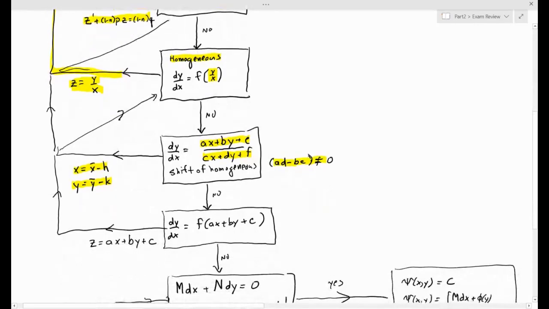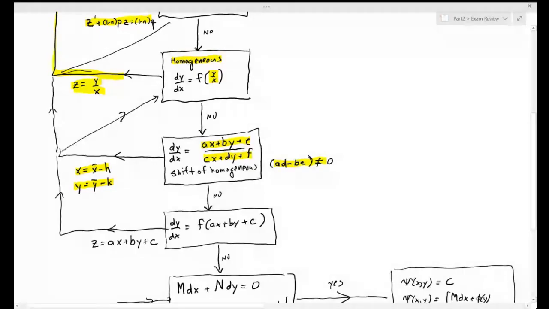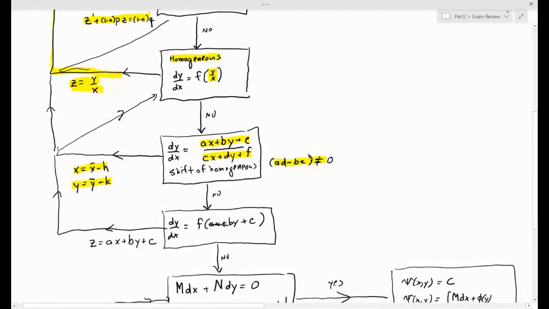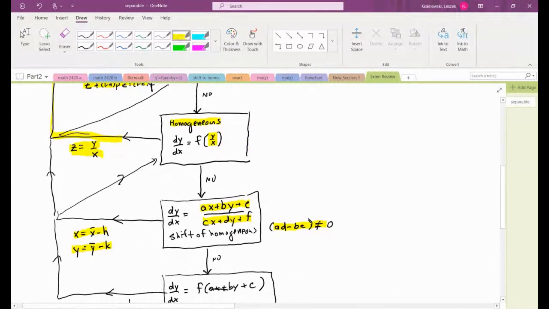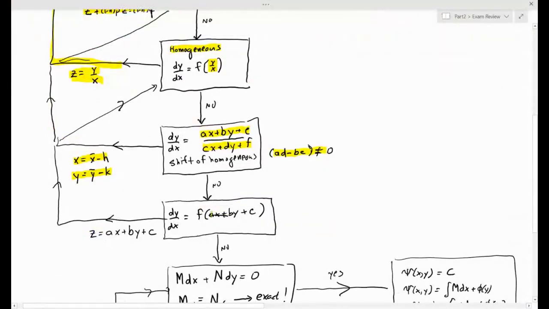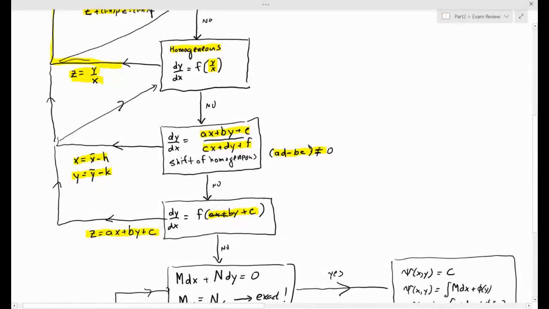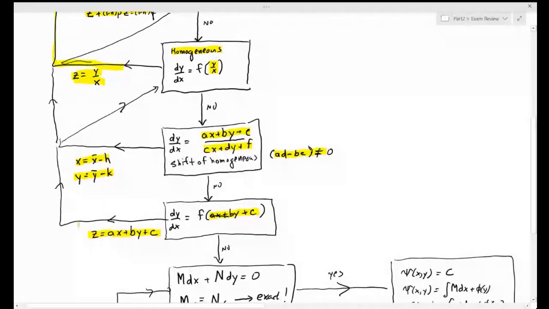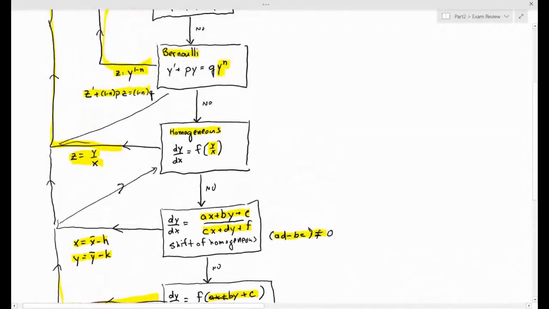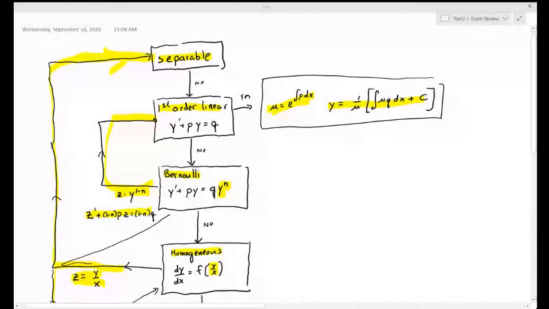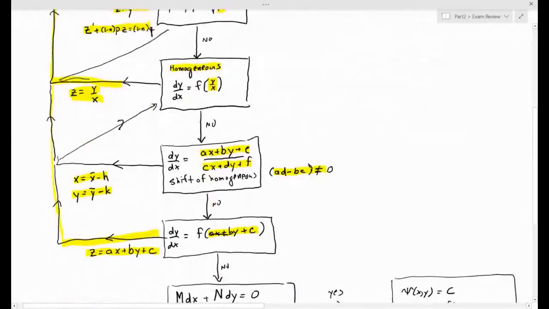Okay. Now, if AD minus BC does equal 0, then what you have is the right-hand side becomes a function of a combination of x and y up to a constant, in which case you simply lump that into a new variable z, which will turn this into a separable differential equation. Okay, so a lot of times it comes back to being separable.